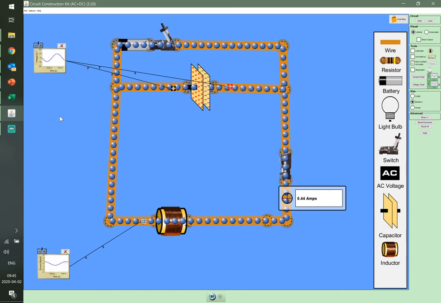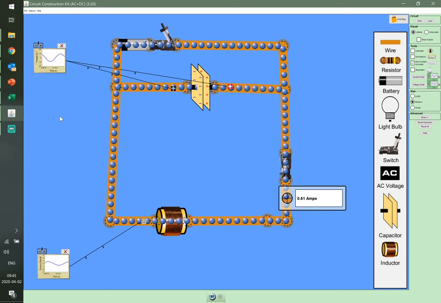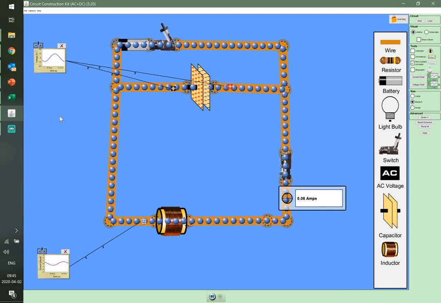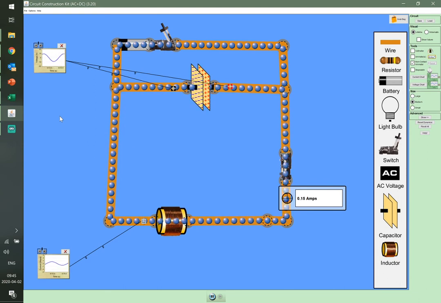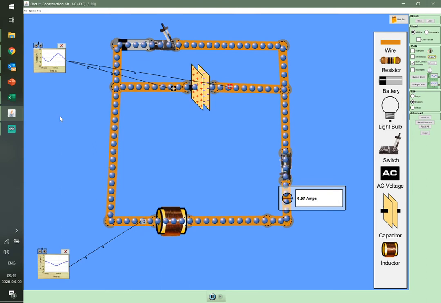You can think of it as momentarily the energy gets stored in the electric field in the capacitor, and then later it gets stored in the magnetic field of the inductor, back and forth, back and forth. So that's an LC circuit.